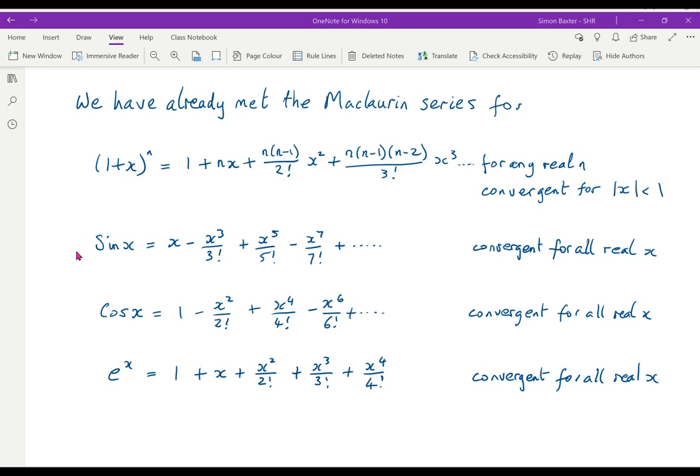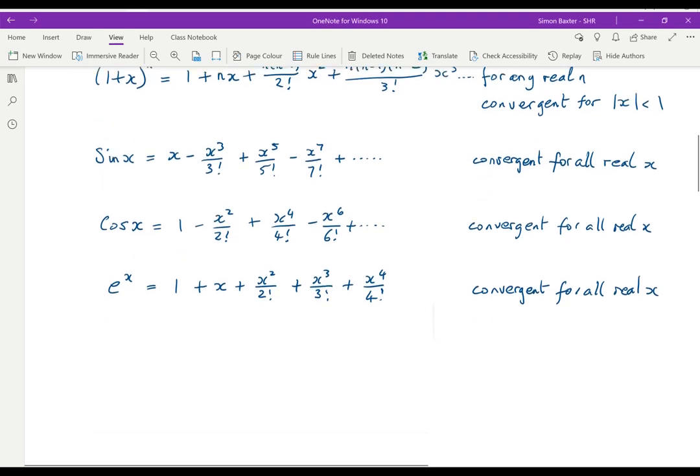Earlier, with complex numbers, we met Euler's relation, where e^(ix) was equal to cos x + i sin x. At that stage, we saw the Maclaurin expansions for sin x, for cos x, and e^x. These are all convergent for any real numbers x. So in this video, we're going to look at the general case of the Maclaurin expansion or Maclaurin series.